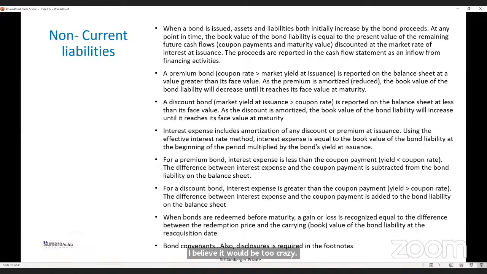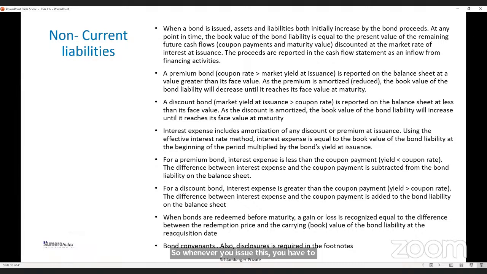A discount bond means that your market yield is higher than your coupon rate at issuance. So it means that the carrying value will be lower than face value, but it will increase as it reaches its maturity. Interest expense includes amortization of any discount or premium at issuance. So whenever you issue this, you have to know that.